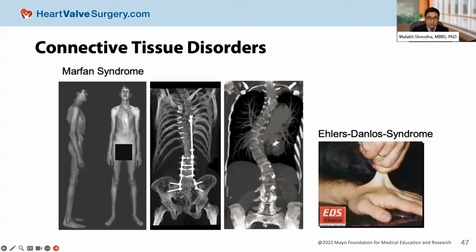So this is one of them, the Marfan syndrome, where people with this syndrome are of course tall. There's a connective tissue disorder, so that the aorta starts dilating. There can be another syndrome called Ehlers-Danlos syndrome also.